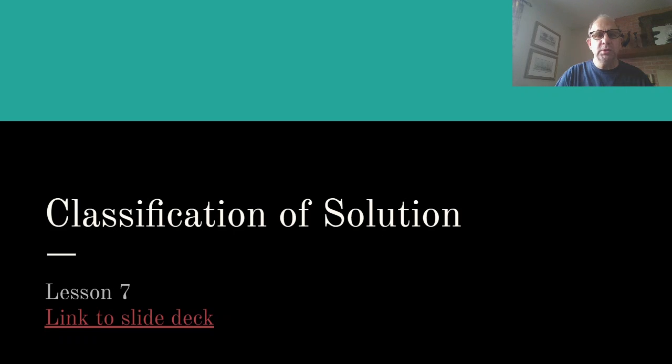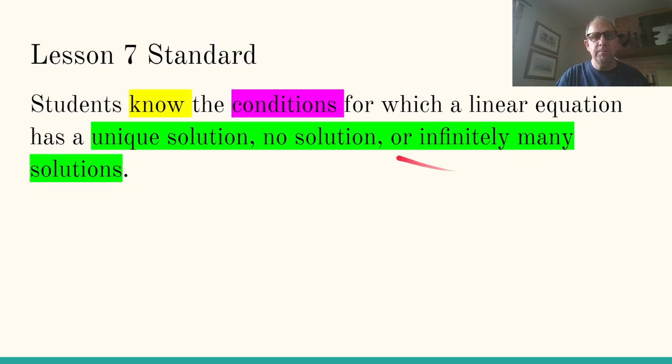Hello, students. Classification of solutions, lesson 7. So there's three types of solutions. Let's find out what they are. We are going to know the conditions for which a linear equation has either a unique solution, that's one solution, no solution, that's zero solutions, or infinitely many solutions, that's more than you can count.